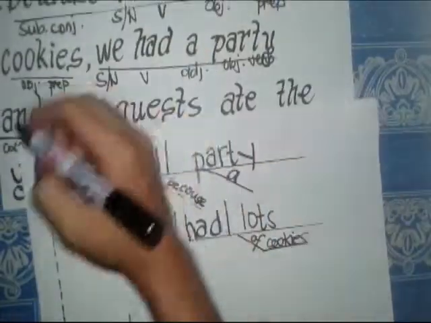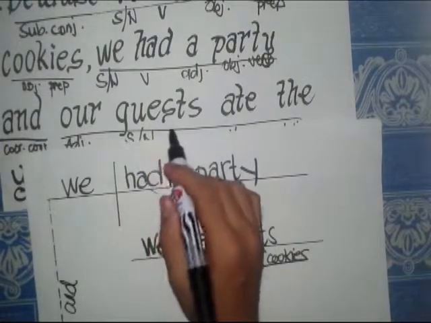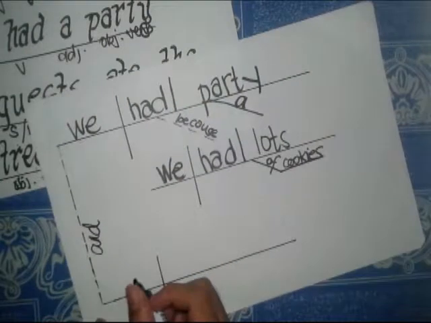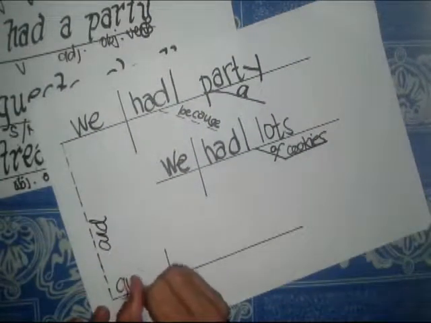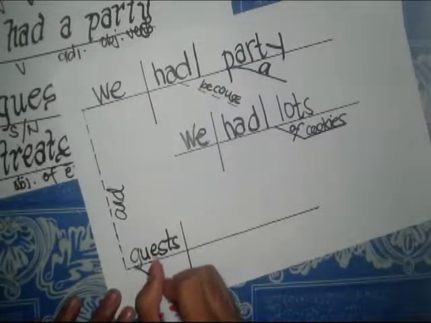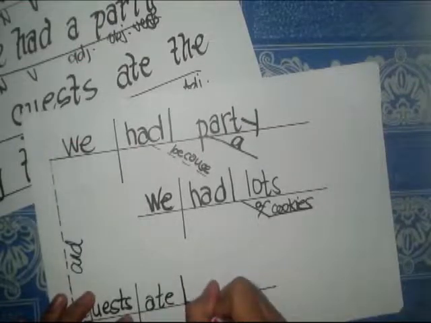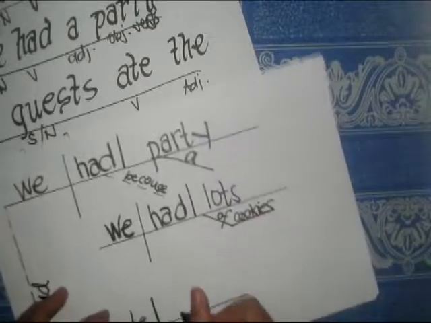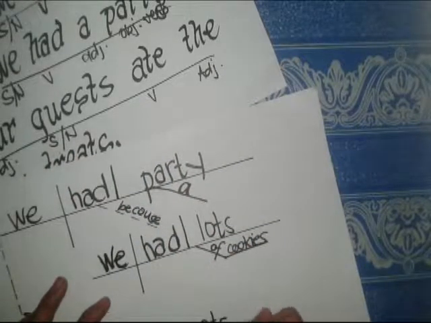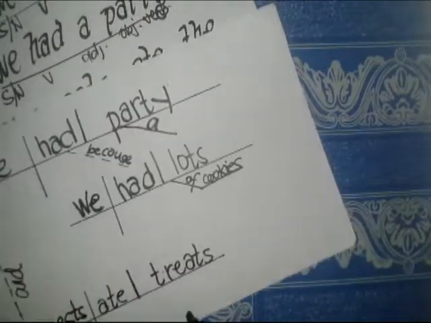Here you're going to put the word and, the coordinating conjunction, and our guest. Guest here is the subject, so we're going to put it here. Our as an adjective will be put underneath the guest as a modifier. Then ate as verb. Ate here is a transitive verb. Put a vertical line. Then you're going to put here the object of the verb, which is treats. Then put the adjective there and the adjective yummy under the word treats.